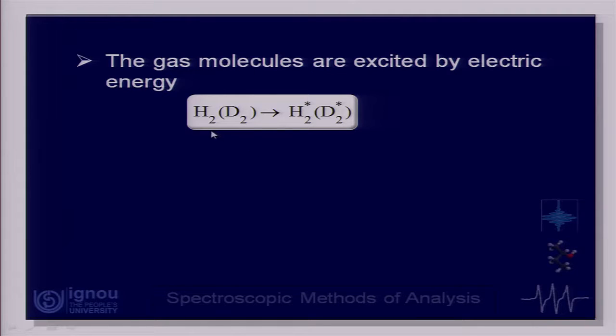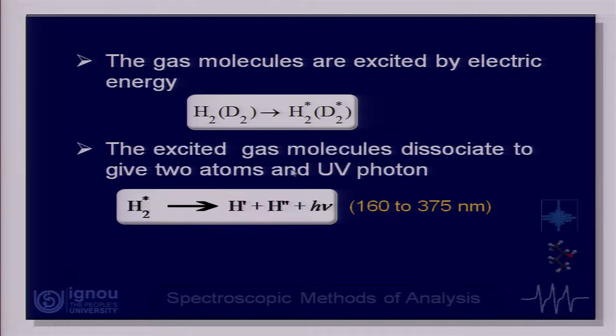So, the first step is that these gas molecules, hydrogen or deuterium, get excited. Once they are excited, these molecules are unstable, so they break down. An excited hydrogen molecule breaks down to give two hydrogen atoms, shown here as H prime and H double prime, and also gives radiation in the UV range. This h nu is the photon coming out, and I get a wide range of photons, from 160 to about 375 nanometers.